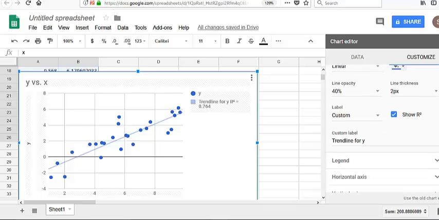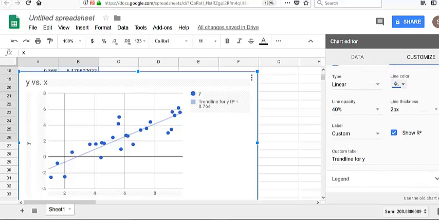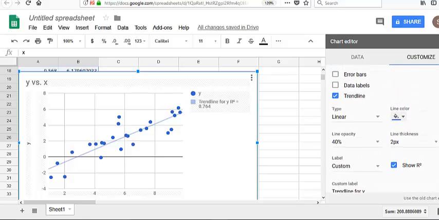Let's see if there's anything else. Maybe it does let you do that. It doesn't look like it. Okay, so you can show R squared, which it says is 0.764. I'll explain what that is in a minute.